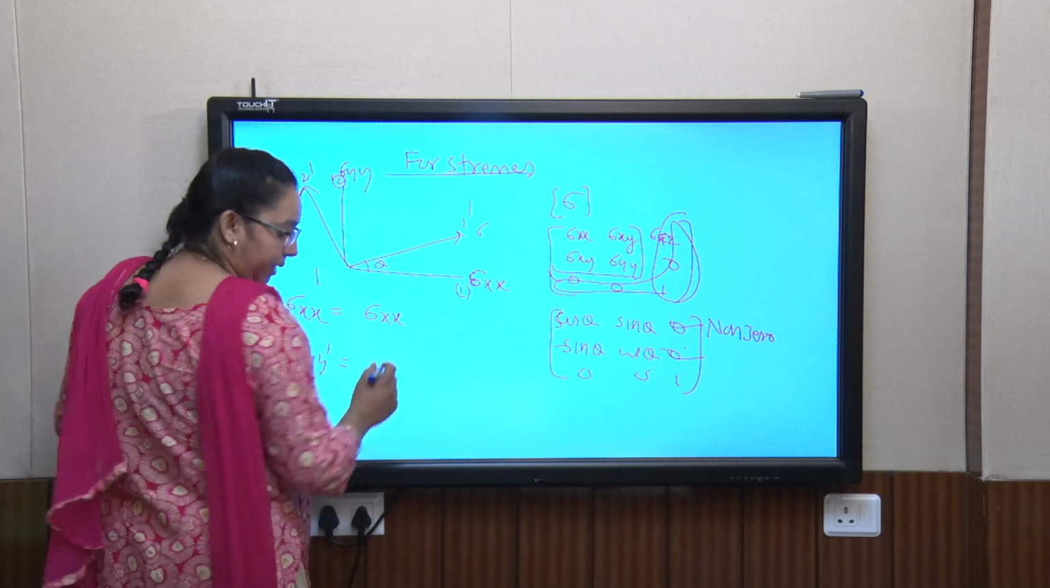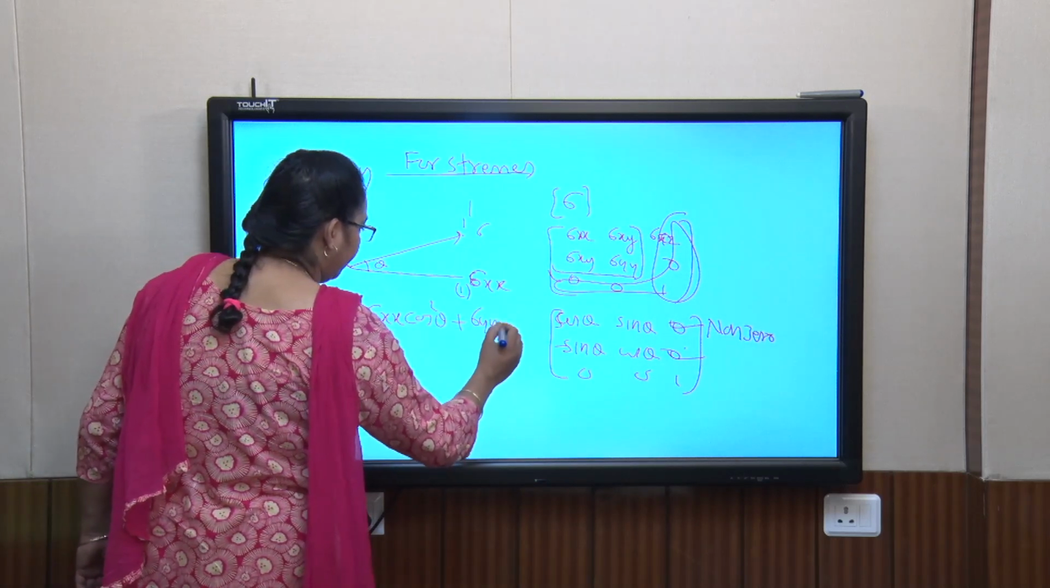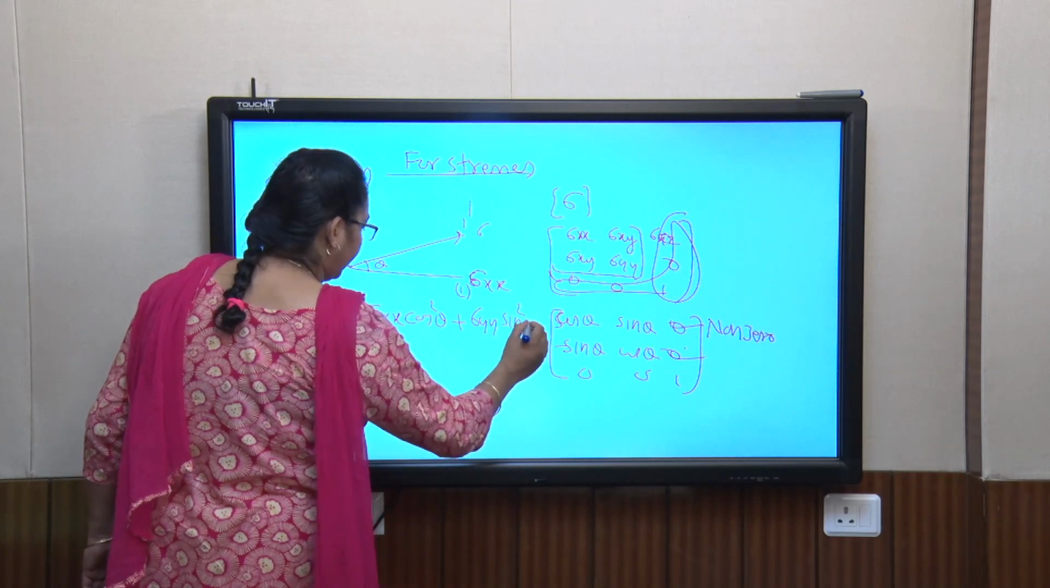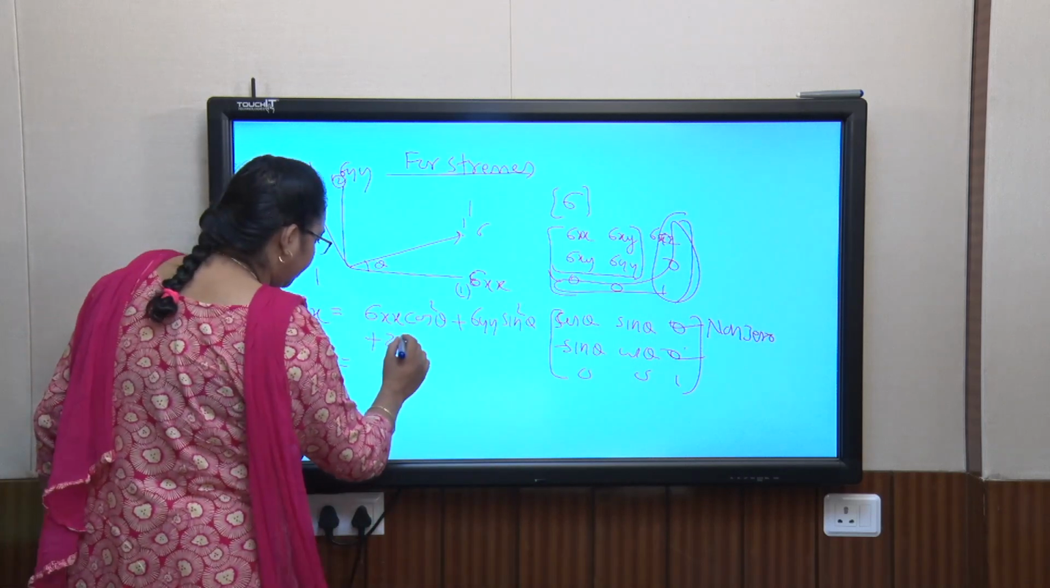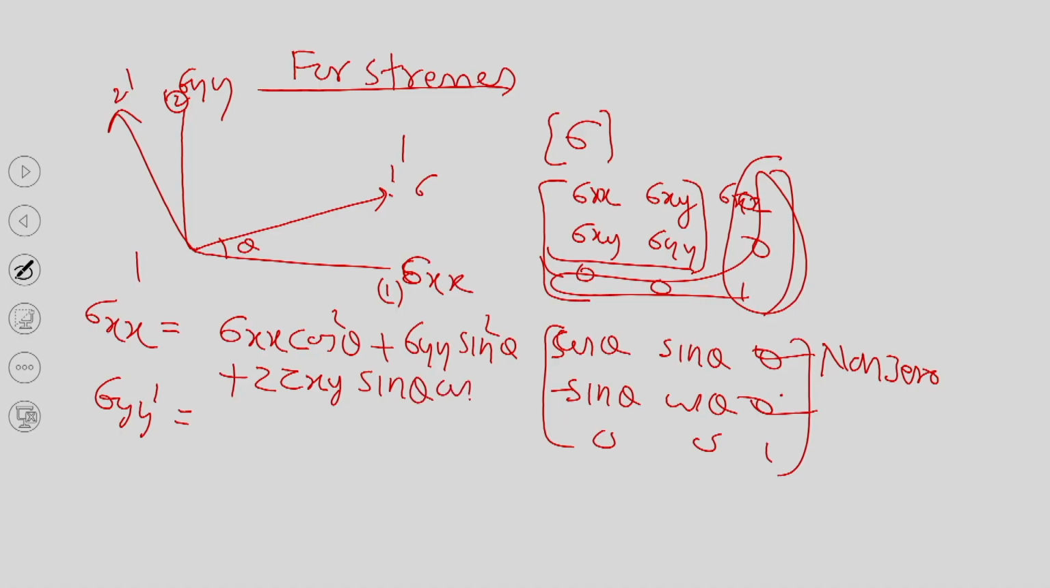So, sigma xx dash will be sigma xx cos square theta plus sigma yy sin square theta plus 2 tau xy sin theta cos theta. Then sigma yy dash will be sigma xx sin square theta plus sigma yy cos square theta minus 2 tau xy sin theta cos theta.